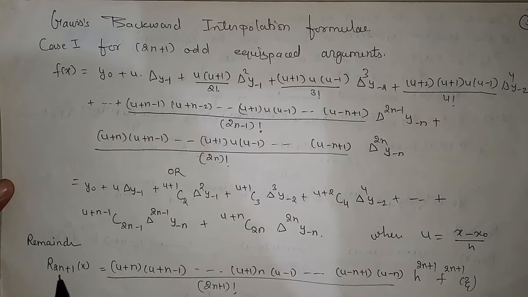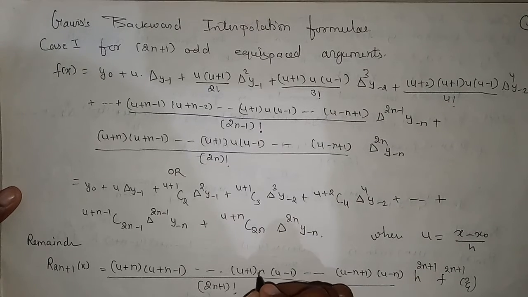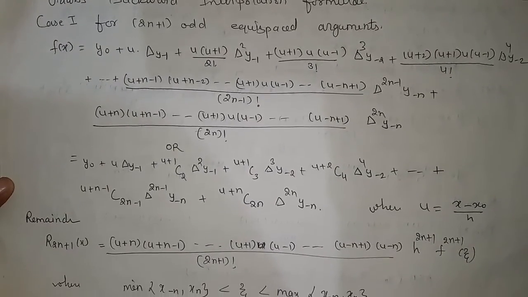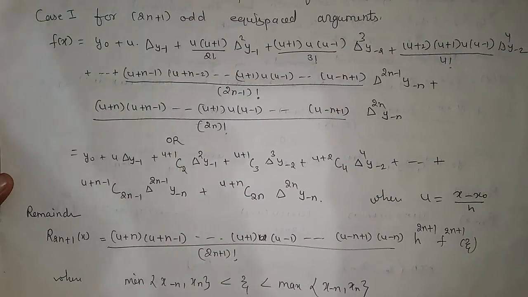We have the remainder R(2n+1)(x) equal to (u+n)(u+n−1)...(u+1)u(u−1)...(u−n)/(2n+1)! h^(2n+1) f^(2n+1)(xi), where the value of xi lies between the minimum and maximum of x−n and xn.